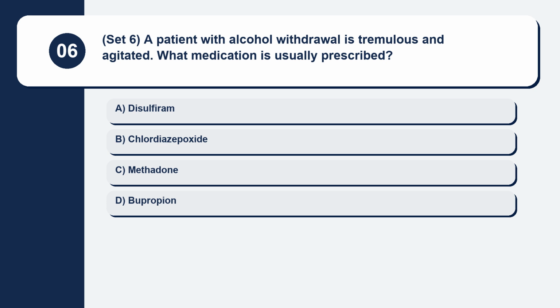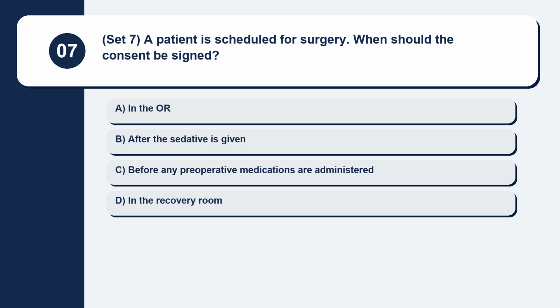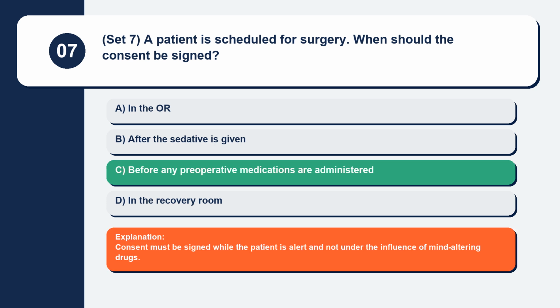Question 6. Set 6. A patient with alcohol withdrawal is tremulous and agitated. What medication is usually prescribed? Disulfiram, chlordiazepoxide, methadone, bupropion. Benzodiazepines like chlordiazepoxide, Librium, are used to manage alcohol withdrawal symptoms. Question 7. Set 7. A patient is scheduled for surgery. When should the consent be signed? In the OR, after the sedative is given, before any preoperative medications are administered, in the recovery room. Consent must be signed while the patient is alert and not under the influence of mind-altering drugs.